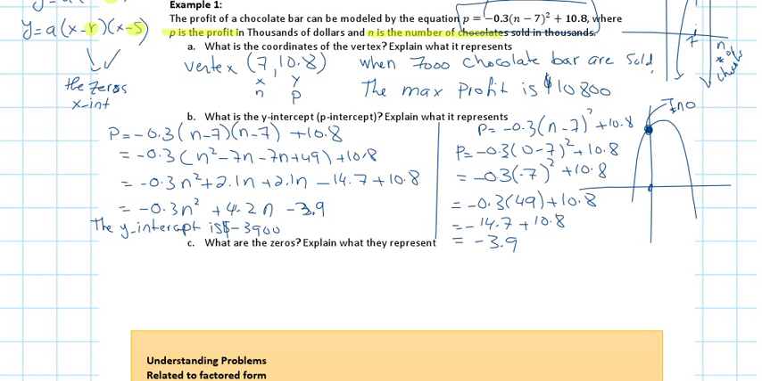So we're going to say that the initial profit is a loss of $3,900.